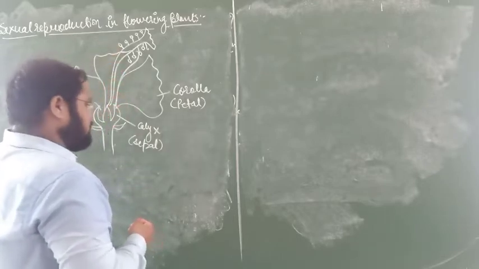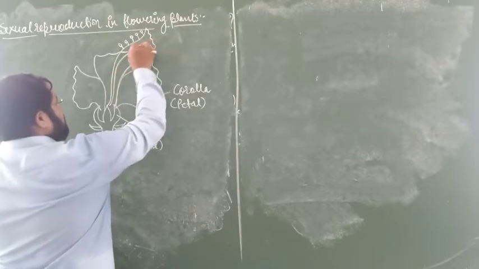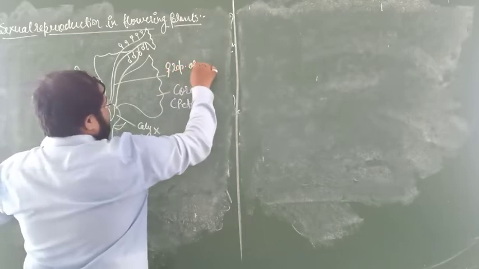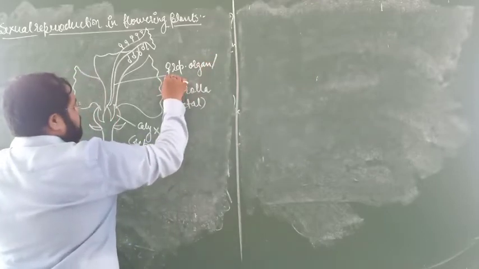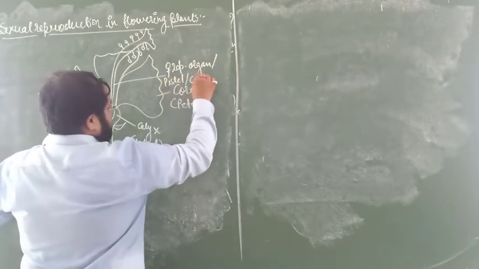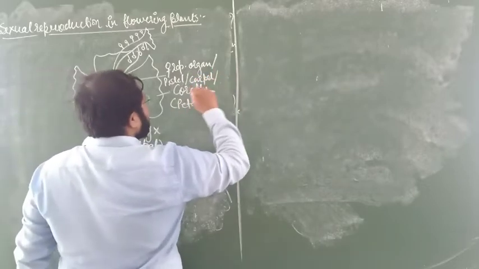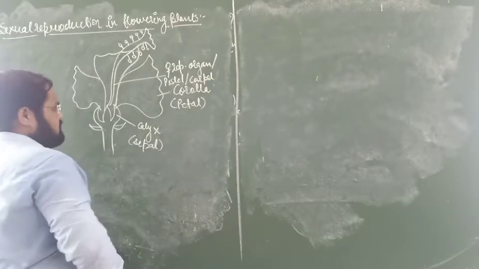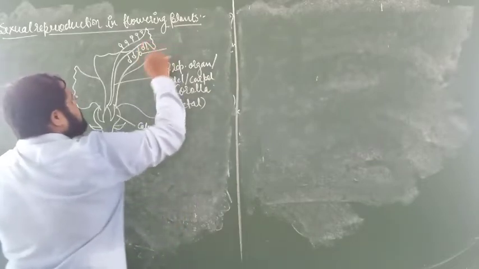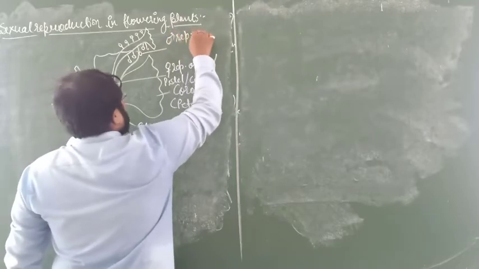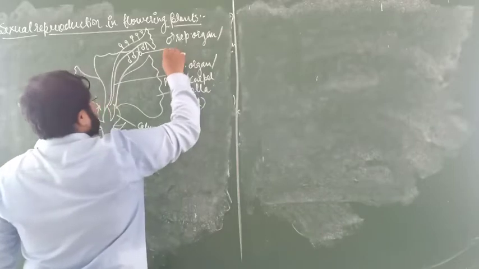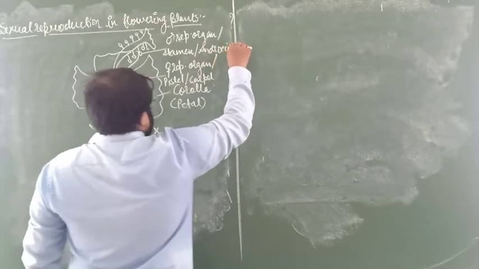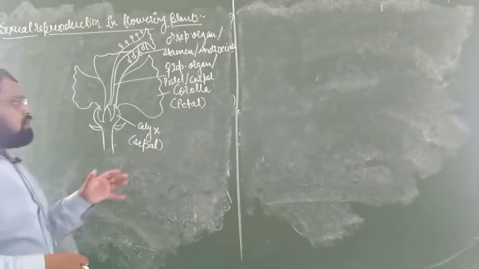Okay. This is from the reproductive part. So this structure is called the female reproductive organ, or pistil or carpel, or so many names are there, but later we will discuss it, because there is no space. This structure is called the male reproductive organ, called stamen or androecium. So many things are there, but here there is no space, but later we will discuss one by one.